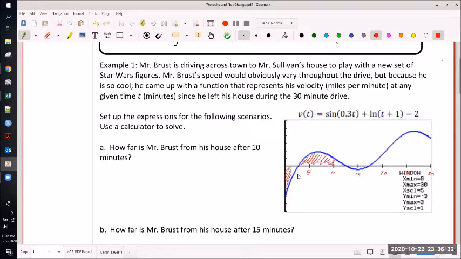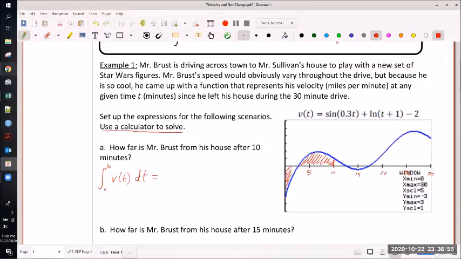Now remember, this area that is below the x-axis will be negative. But the way we write this would be we'd write the integral from 0 to 10, and we just put the v of t in here. Of course, we're integrating with respect to time. Now, for this particular problem, it says use a calculator to solve. So we can do this.